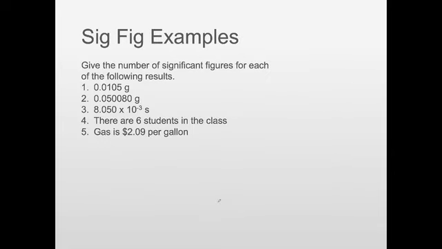All right, so having just gone over that, what I'd like you to do is I've got 5 values here. I want you to pause the video lesson here and go through and count up how many significant figures you think that the numbers have. All right, and then once you are finished, hit play again, and we'll go over the answers.